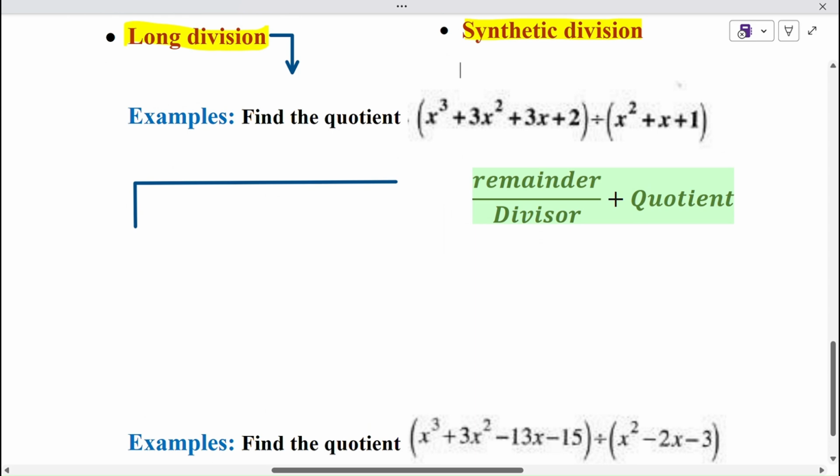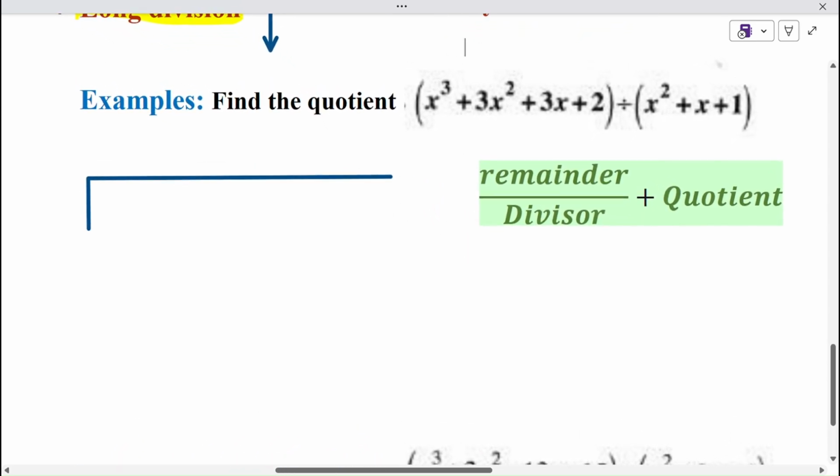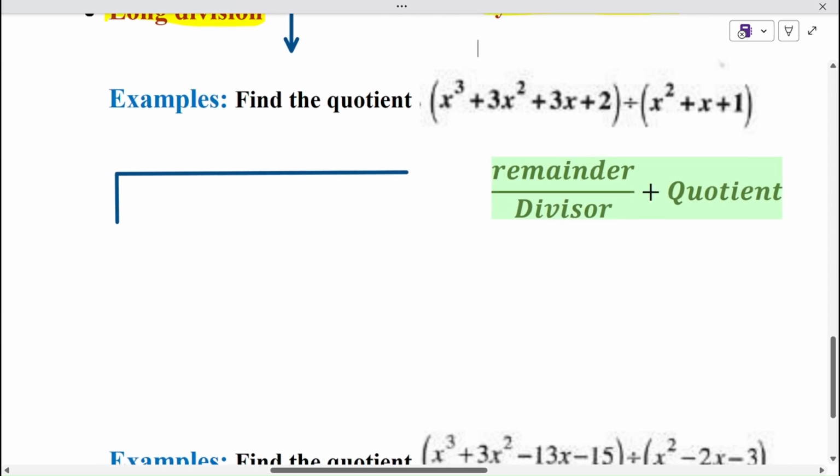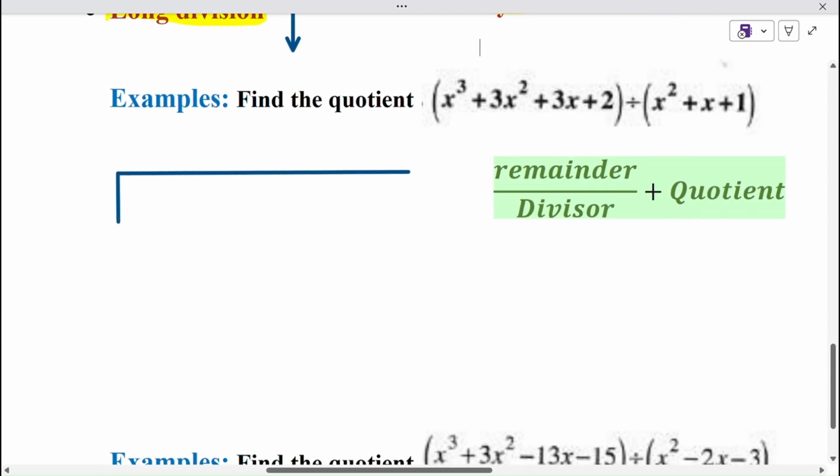Okay, look at this example. Find the quotient of x to the power 3 plus 3x squared plus 3x plus 2 divided by this polynomial. And for finding out the answer, you have to use this: quotient plus remainder over the divisor. Okay, now at the first, write this one here, x to the power 2 plus x plus 1.